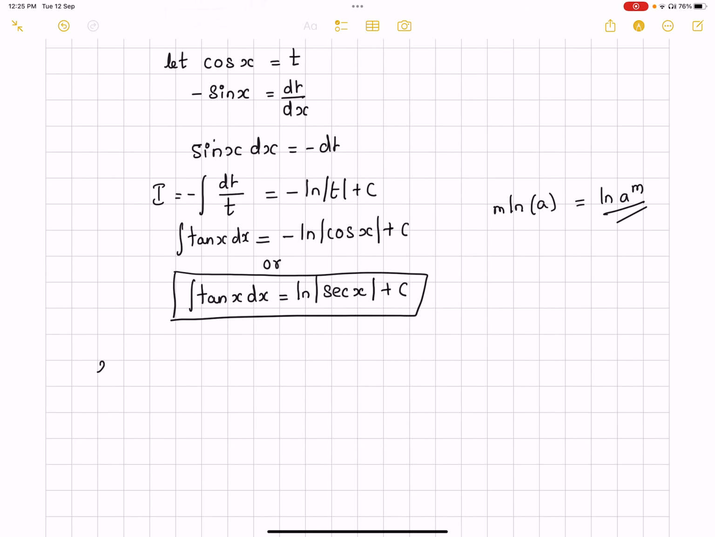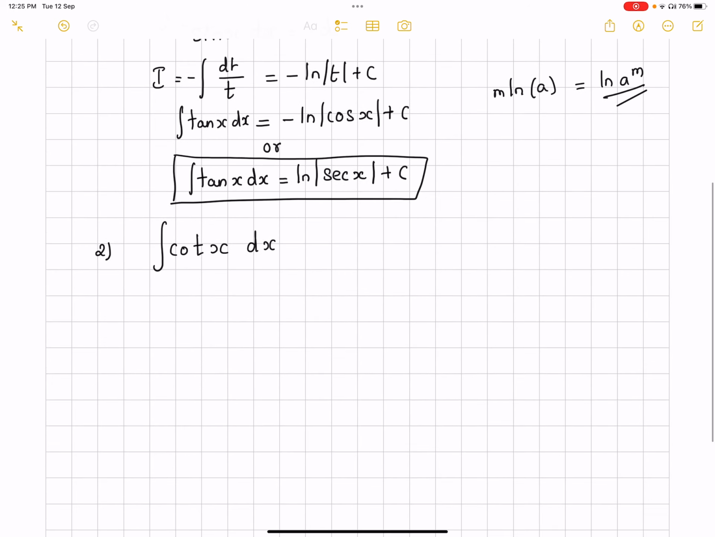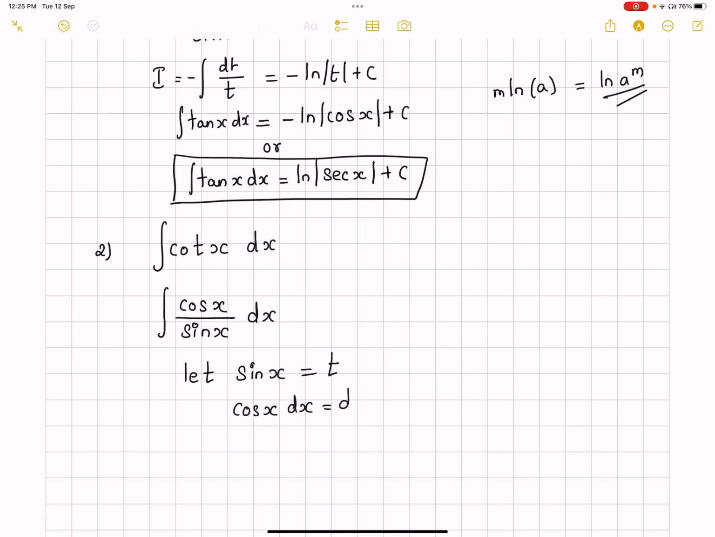Now let's go on with the second proof. The second proof is regarding cot. Integral cot x dx. Let's do the proof for this one. I would obviously take the help of the definition of cot, which is cos x divided by sin x dx. So for substitution, I would take the denominator's help, and when I differentiate sin x, I get cos x dx is equal to dt when I differentiate both the sides with respect to x.